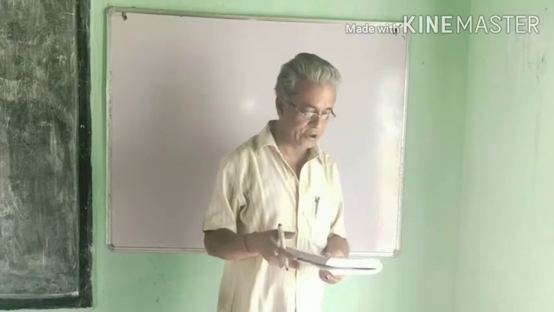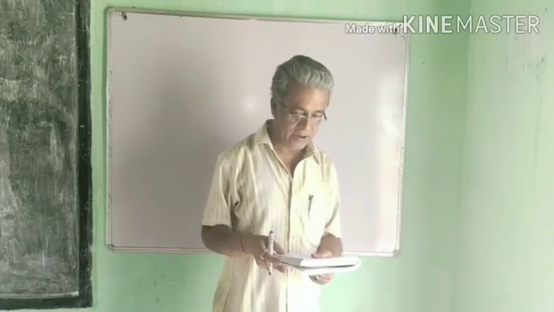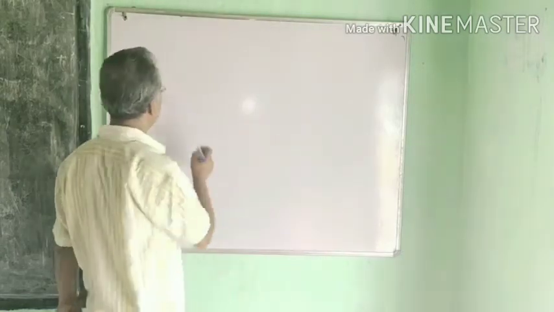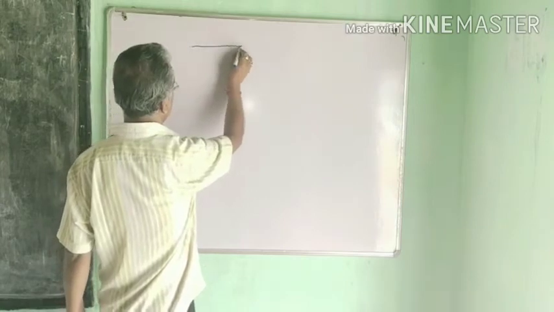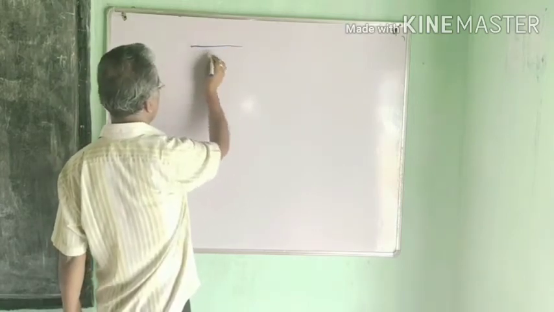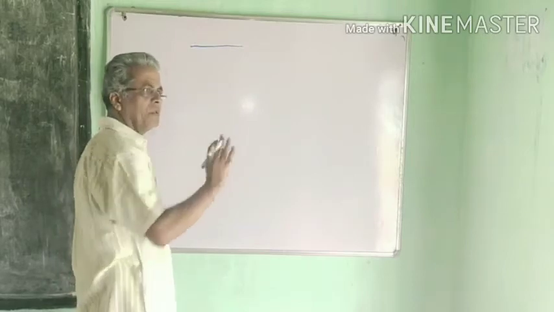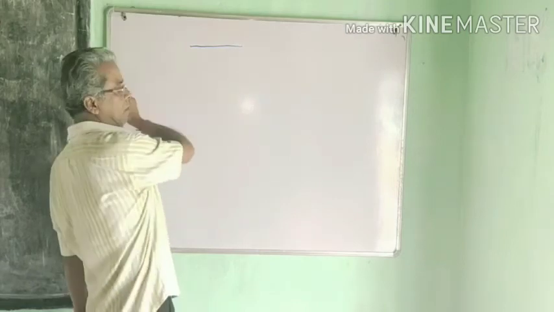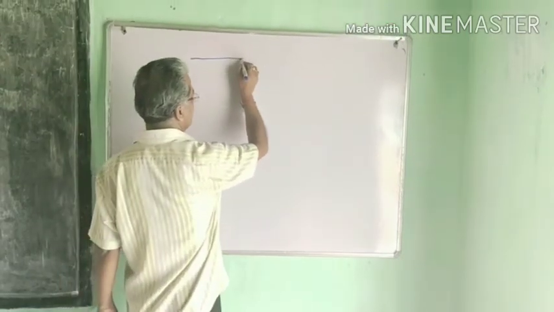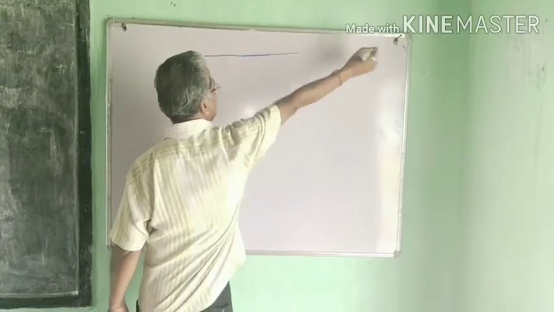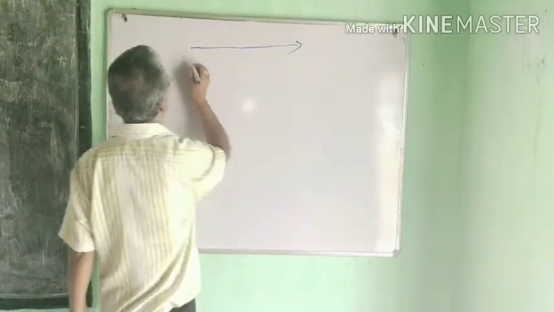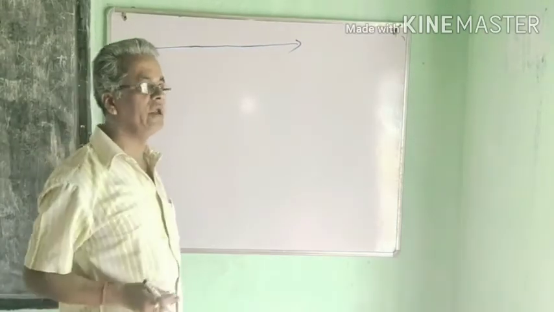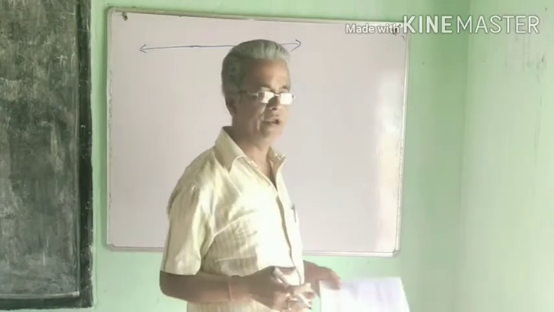Then the second postulate is a terminated line can be produced indefinitely. Already I have explained. This is a terminated line. That is, the 2 endpoints are here. We can produce this line segment indefinitely on either side. If we produce it, we can go on producing both ways. So indefinitely we can produce a line segment both ways.